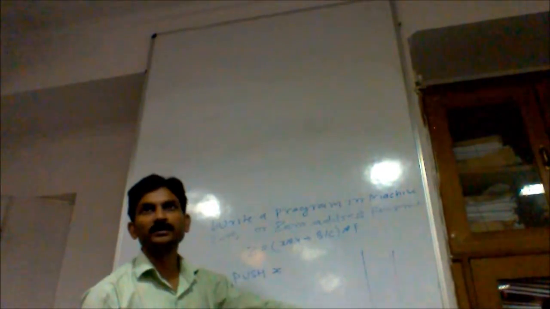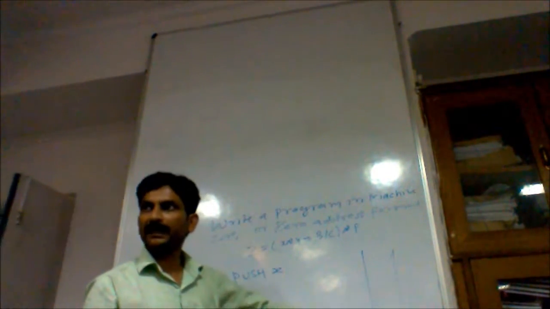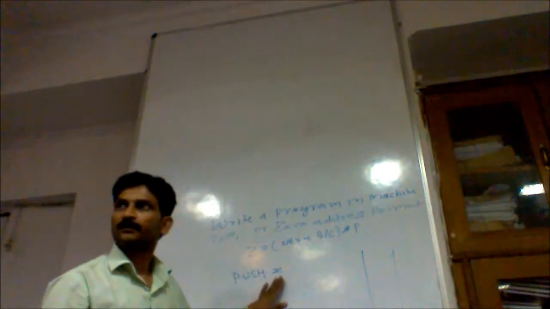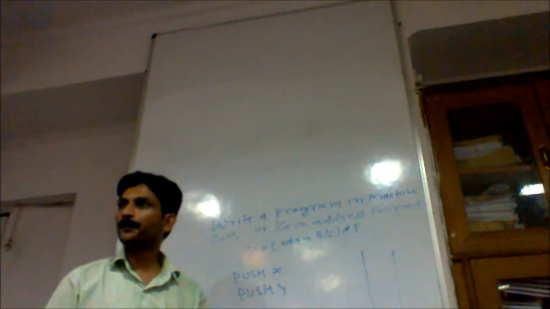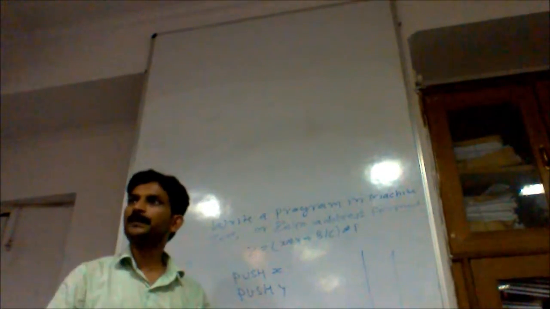Then the next step. One is POP top, another is next on top. First top, and after that next will be the next on top. So how can you put x? Then again push y. Now you have to pop one, means multiply.